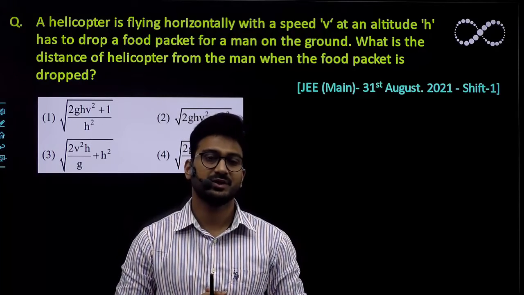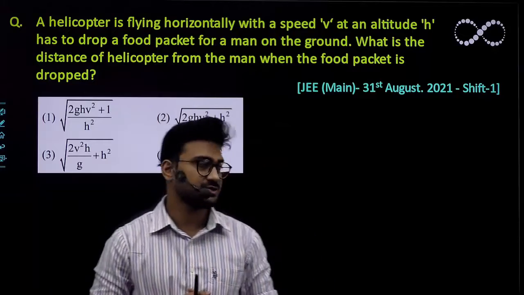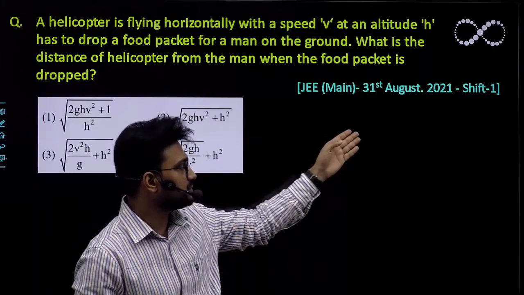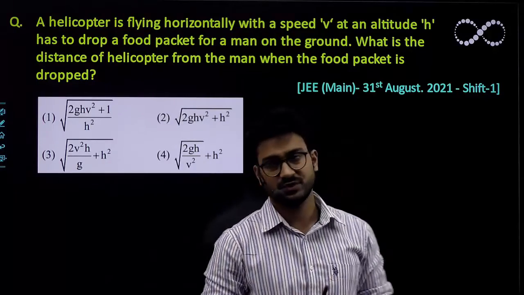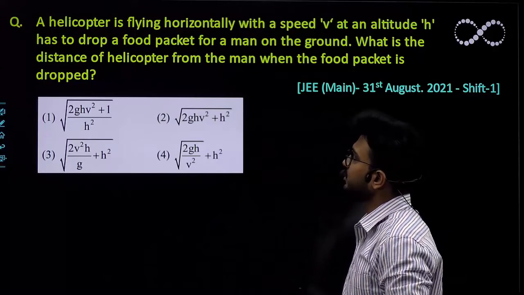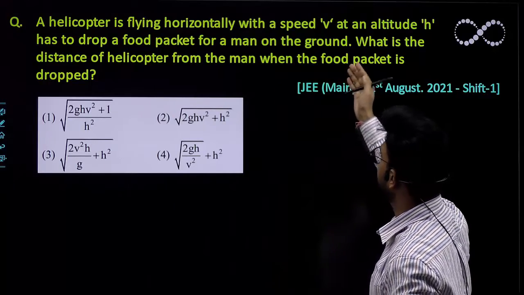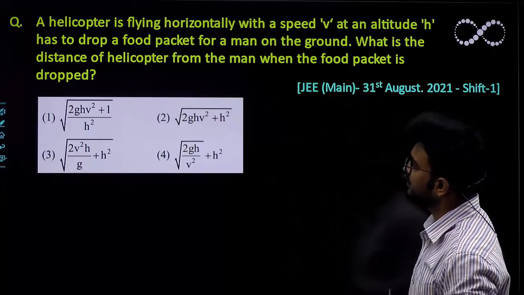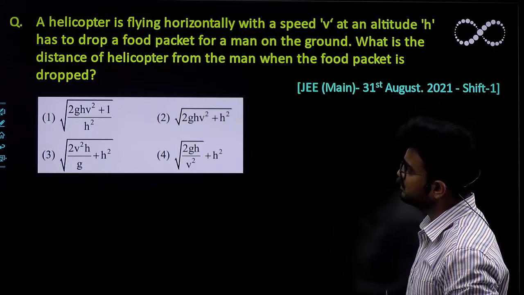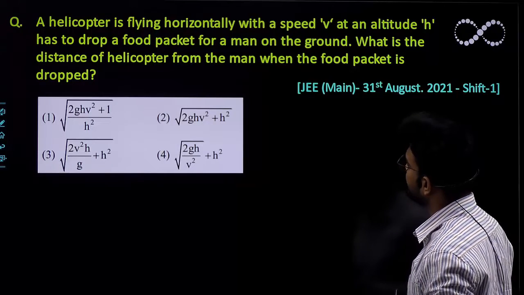Right now I'll be doing one such question that came in your JEE Main examination. This question came on 31st August 2021 in shift 1. So let us see this question first. The question says a helicopter is flying horizontally with a speed of v at an altitude of h and has to drop a food packet for a man on the ground.